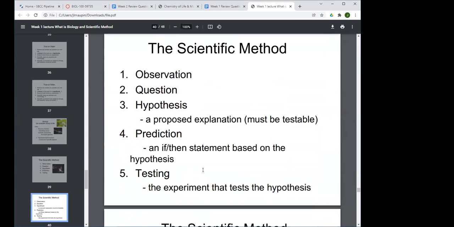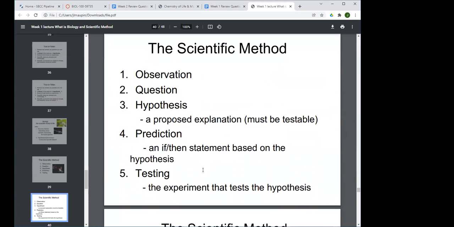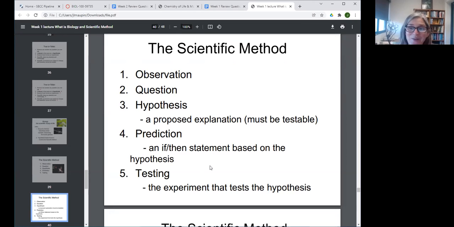I think a hypothesis is something that, it says on the slide, must be testable, and then the prediction must be a statement based on an if-then statement. Right. And so how would that kind of play out in this scenario?